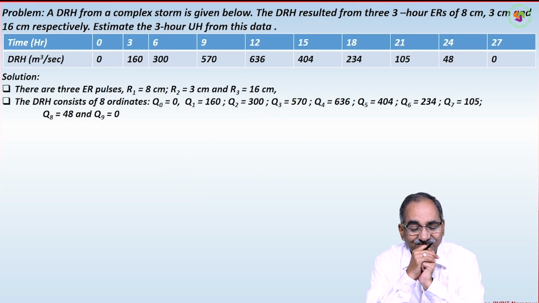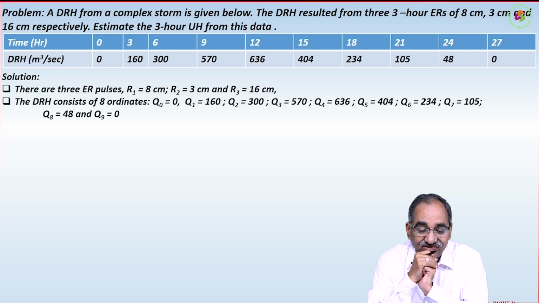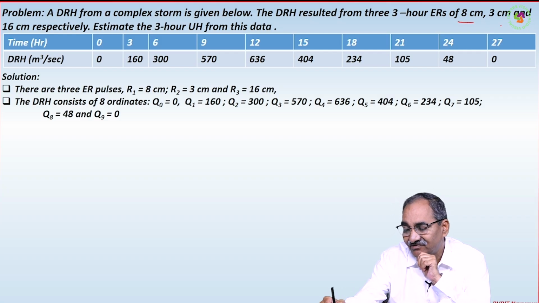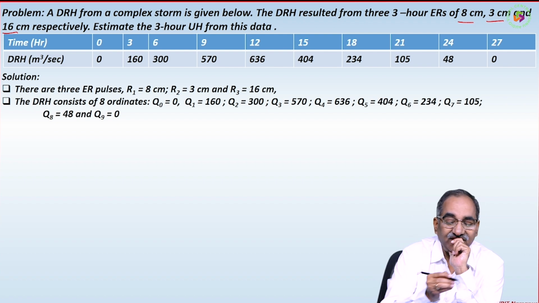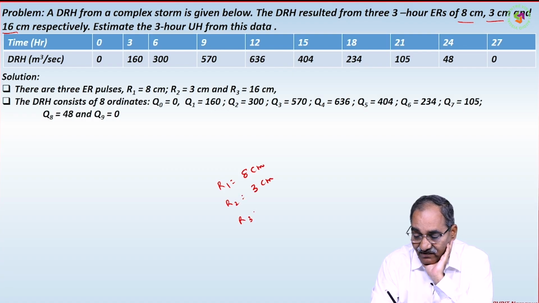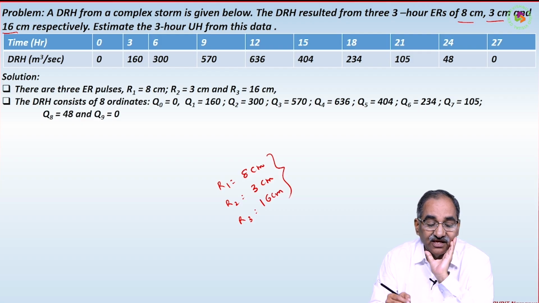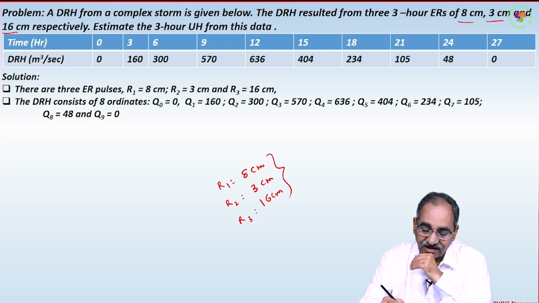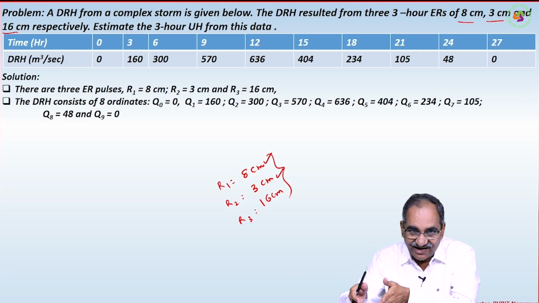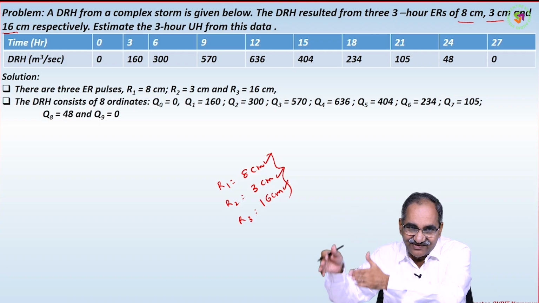Now, another problem, you try to solve it. Here I have taken 3 storms: one is 8 centimeters, one is 3 centimeters, one is 16 centimeters. So R1 is equal to 8 centimeters, R2 is equal to 3 centimeters, and R3 is equal to 16 centimeters. I have assumed the unit hydrograph ordinates and multiplied by this. So the direct runoff for the first one is multiplied by this, I will get the second one multiplied by this, I will get the third one.